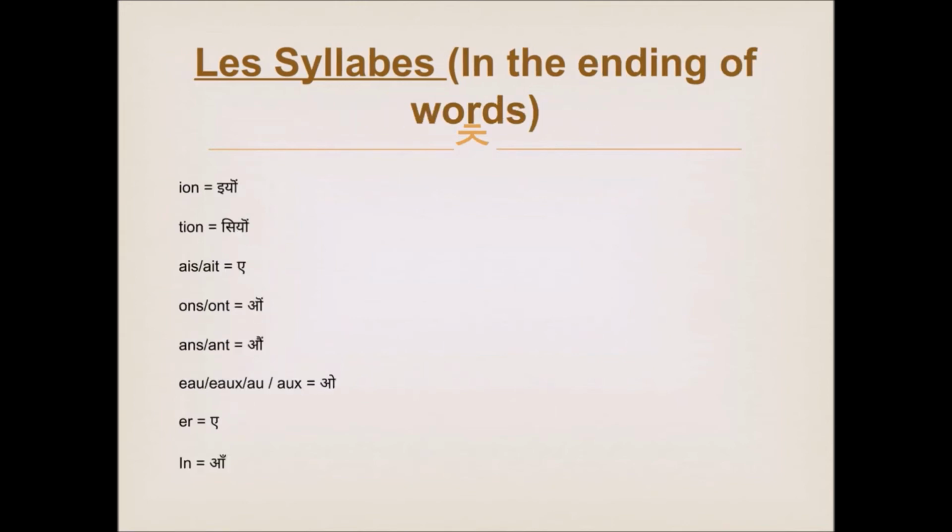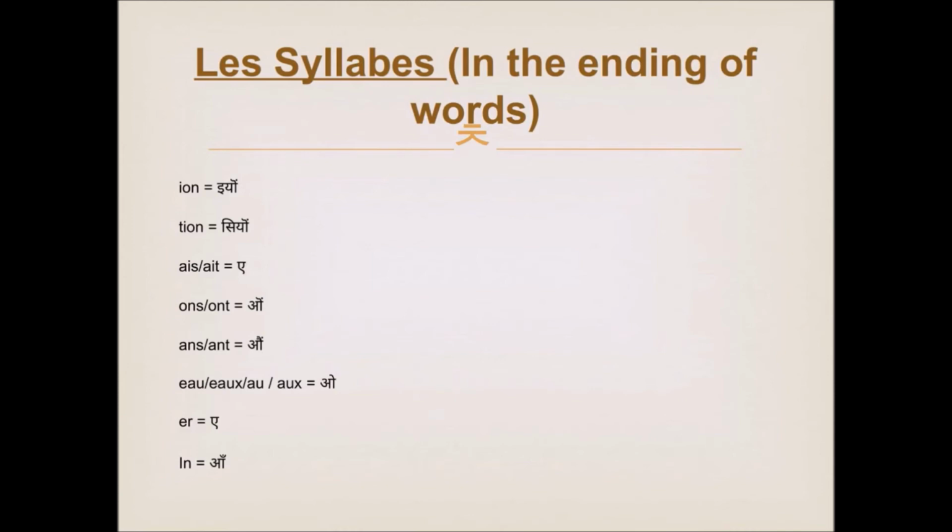Let's learn some more syllables. These are the syllables that usually come in the ending of the words. ION. If this comes in the end of a word, it will be pronounced as ion. TION will be pronounced as sion. AIS or AIT will simply be pronounced as A. ONS or ONT will be pronounced as ON. ANS, ANT will be pronounced as ON.